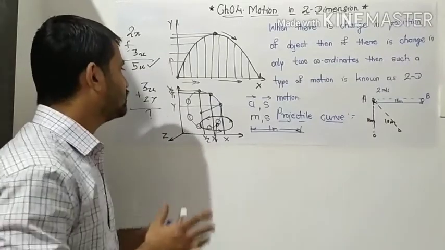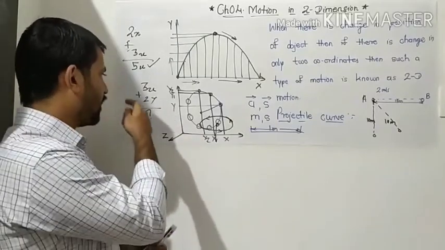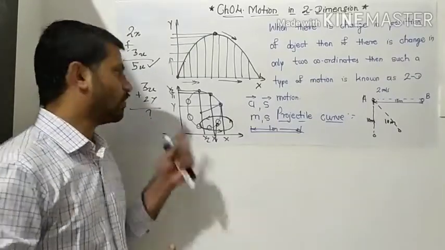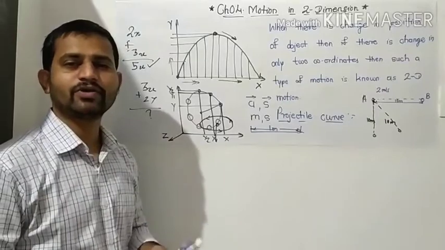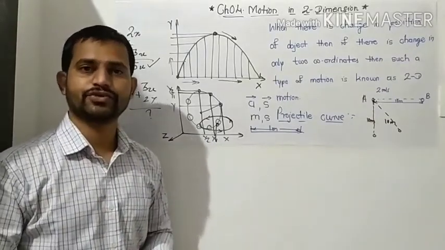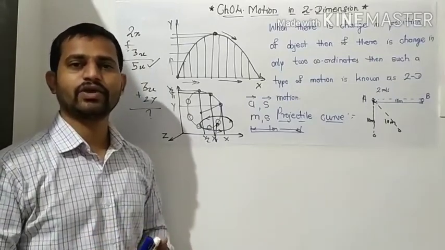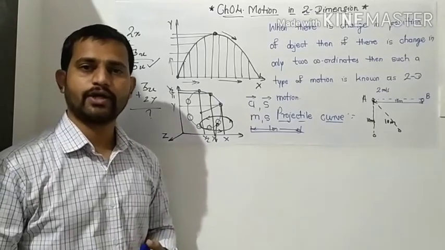That's why this is one rule of the addition of vectors: for the addition of vectors, what is important is that both vector quantities must be of the same nature. Then and only then can we add these two vectors.